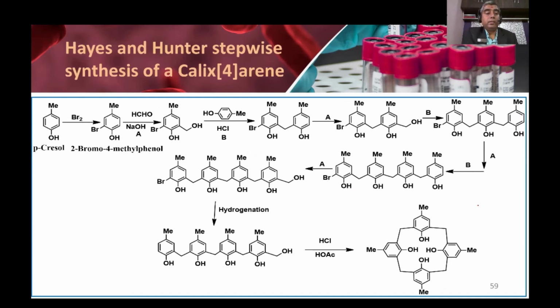Hayes and Hunter's stepwise synthesis of calix[4]arene. Hayes and Hunter's synthesis starts using para-cresol as the starting material, and the final product is para-methyl calix[4]arene.